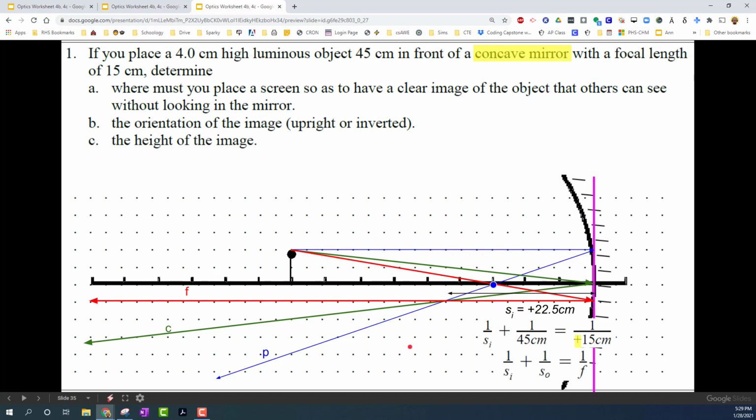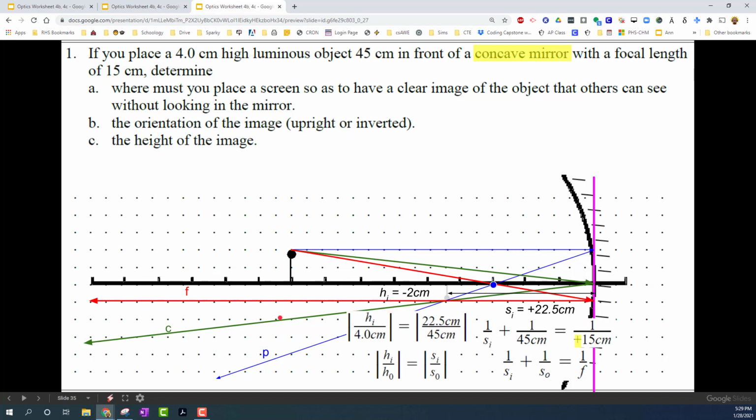And because it's positive, it's going to be on the same side of the mirror as the object. Then we're going to use this equation to solve for the image height. We know HO is 4 centimeters. That's given to us. We've solved for SI, the image distance, as 22.5. We were given SO as the object distance of 45 centimeters. So we get a height of -2 centimeters.